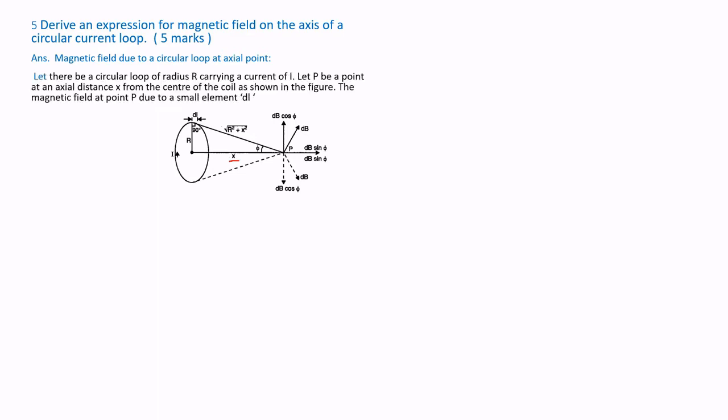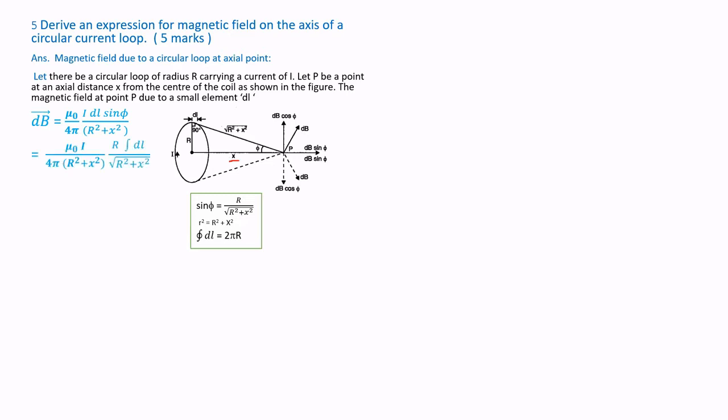Let there be a circular loop of radius r carrying current I. Let P be a point at axial distance x from the center of the coil as shown in the figure. The magnetic field at point P due to a small element dl is given by dB equals mu naught over 4 pi into I dl sin phi divided by r square plus x square. This we have seen in the previous slide.